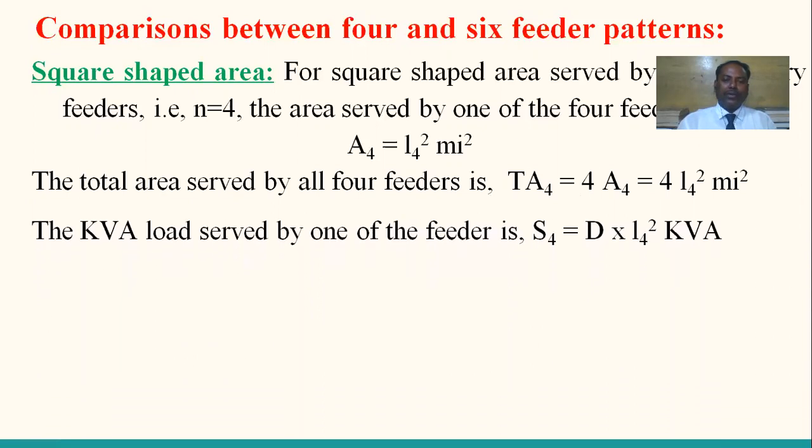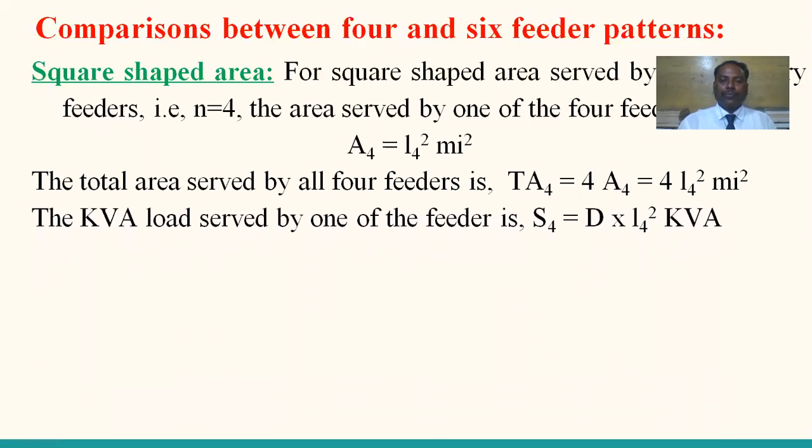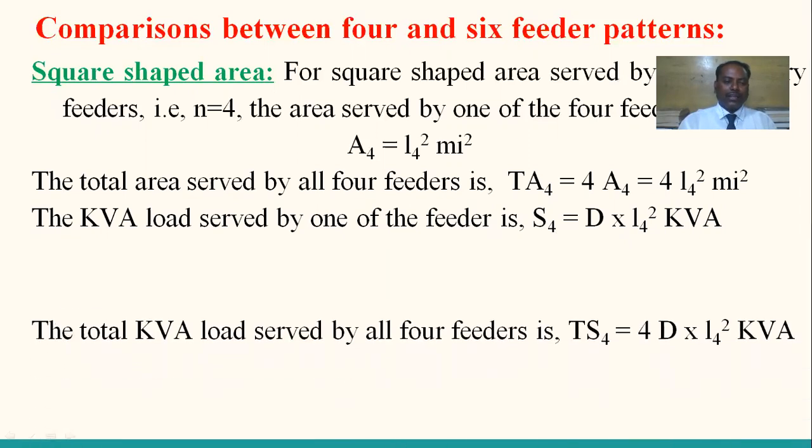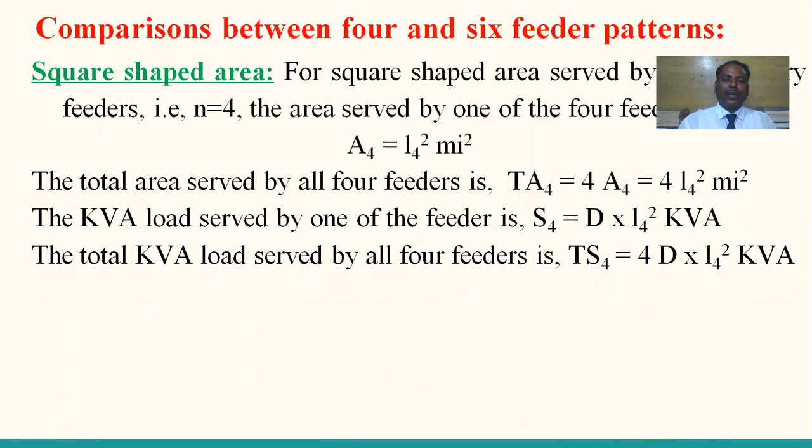Similarly, the KVA load served by one of the 4 feeders is also calculated, which is S4 equal to D into L4 KVA. Now we can calculate the total KVA load served by all 4 feeders, which should simply be multiplied by 4. The total load of all 4 feeders, TS4, is equal to 4 times S4, that is 4 D into L4 square KVA.